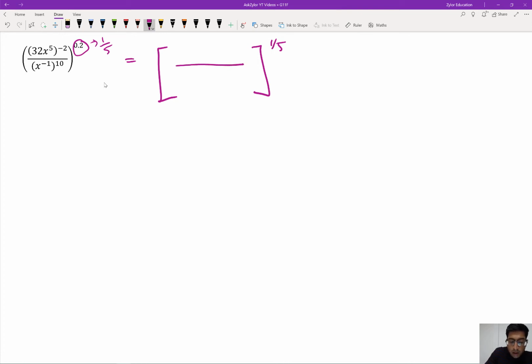Inside the square brackets, what I'm going to do is first deal with the numerator and denominator separately. So for the numerator, I'm just going to raise everything to the power of negative 2. So I have 32 to the negative 2 times x to the negative 10. So negative 2 times 5. And in the denominator, I'm also going to have x to the negative 10. And now notice the x to the negative 10's cancel, so that makes things a lot nicer. So we have 32 to the power of negative 2 to the power of 1/5.